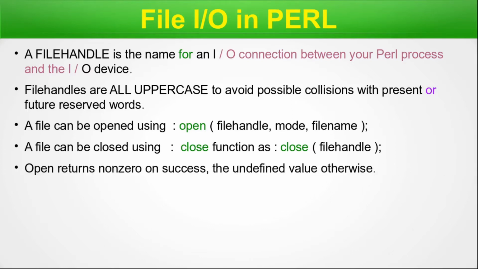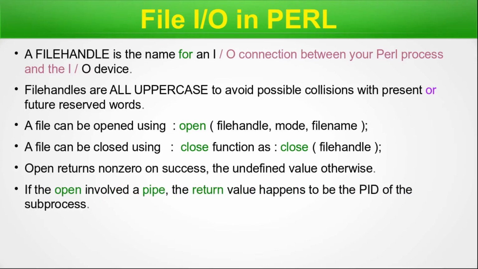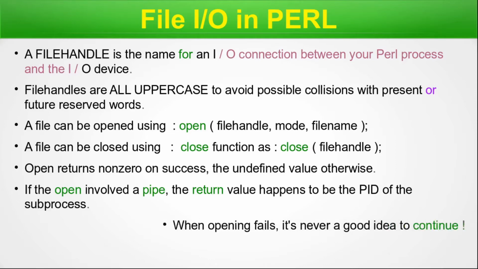Open returns non-zero on success, the undefined value otherwise. This is just the return value of the open command. If the open involves a pipe, we'll see later what a pipe is, then the return value happens to be the process ID of the subprocess. So these are return values that you can check when you are running automation. That's why I touched base here.